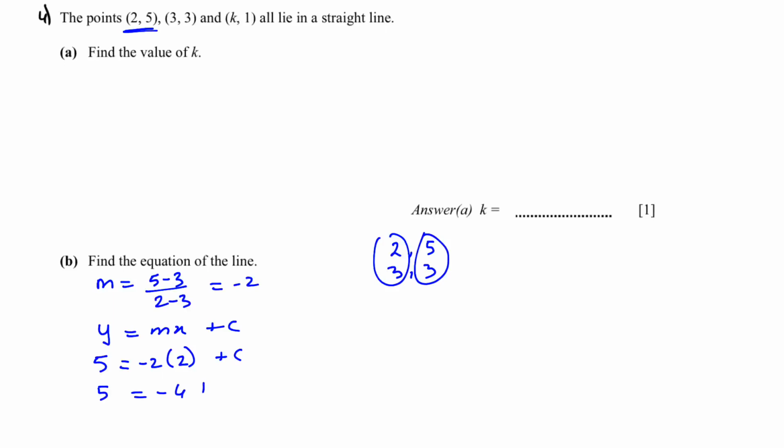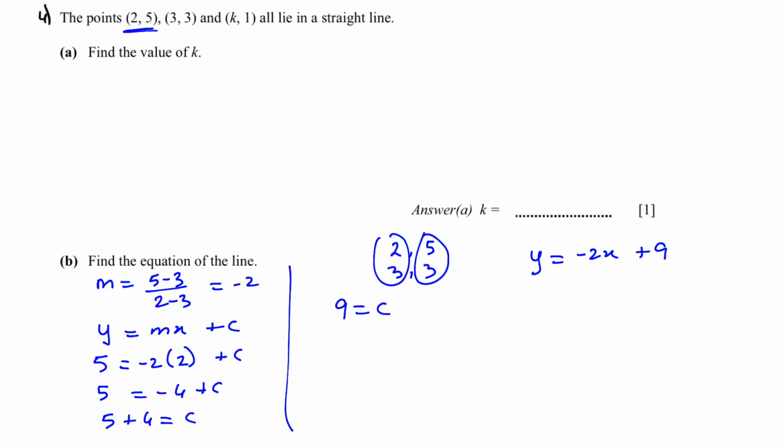5 is equal to -4 plus c. 5 plus 4 is equal to c. Therefore, 9 is equal to c. Now we just have to replace our m and c. m is -2 and c is plus 9.